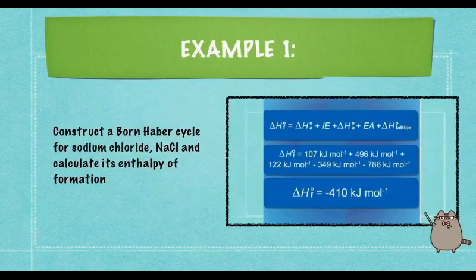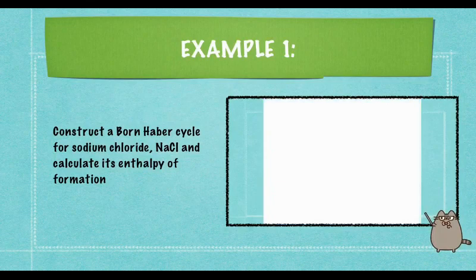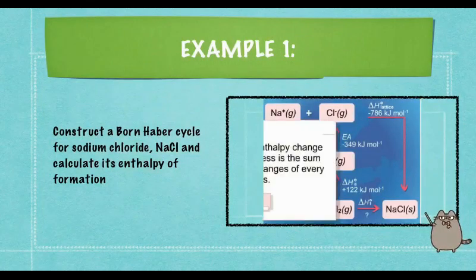Substituting the numerical values, we calculate that the standard enthalpy of formation for sodium chloride is minus 410 kilojoules per mole, quite close to the experimental value of minus 411 kilojoules per mole. In previous lessons, you learned that if a reaction is considered in several steps, and the enthalpy of reaction is known for every step, the overall enthalpy change can be calculated using Hess's law.